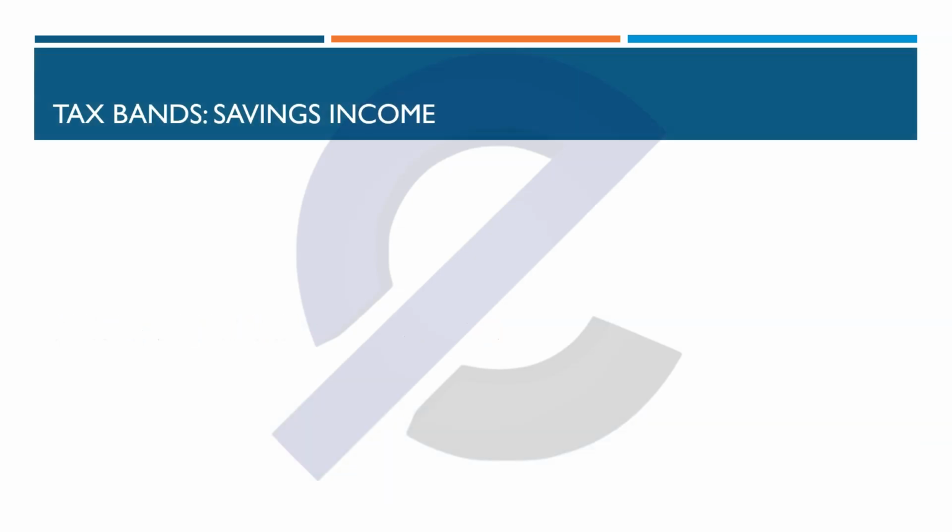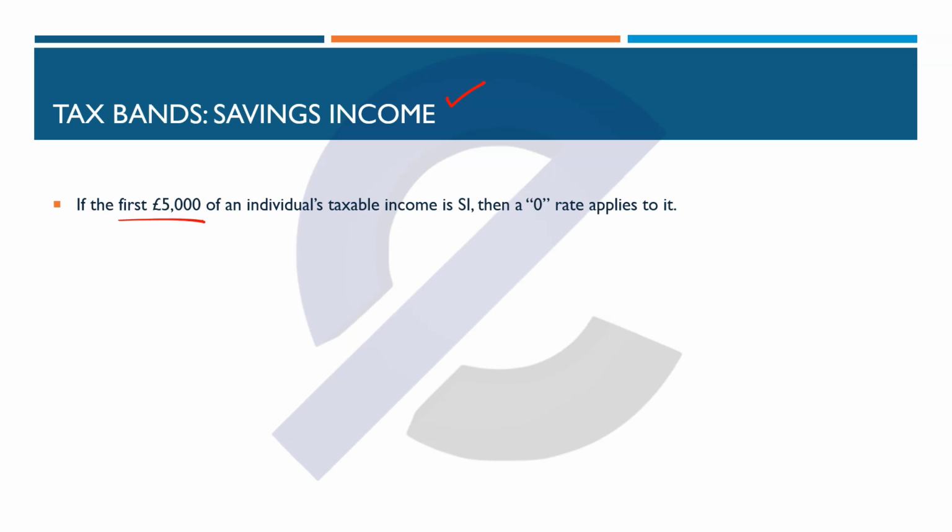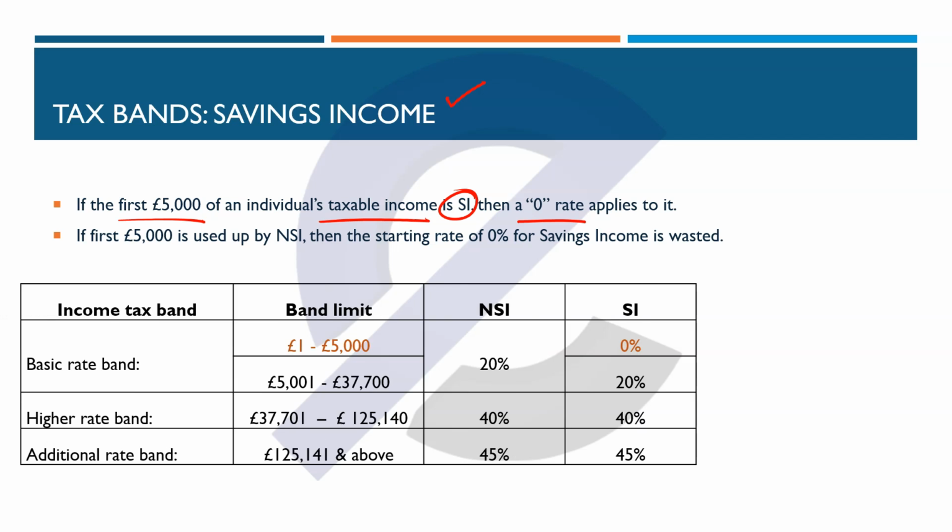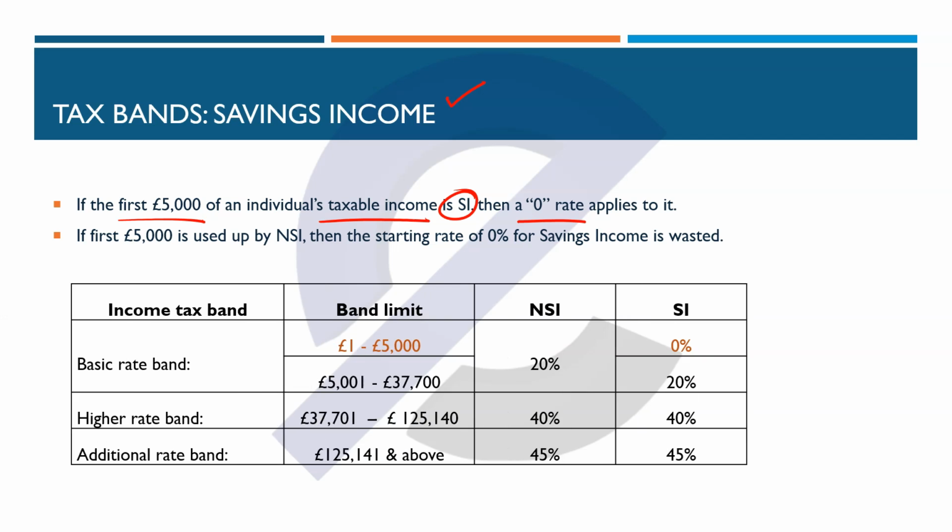First, let's have a look at savings income, which is given priority over dividend income. Now, a special concession in the case of savings income is that if the first £5,000 of the taxable income is from the savings income category, then it is taxed at zero. No tax is payable on it. To give you a better idea, if this rate was incorporated in the tax rates table, this is how the modification would appear. So you have the 0% tax rate on the first £5,000 of savings income only. The amount in excess of £5,000 and up to £37,700 is taxed at 20%.